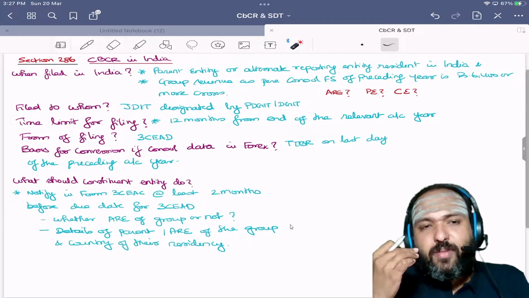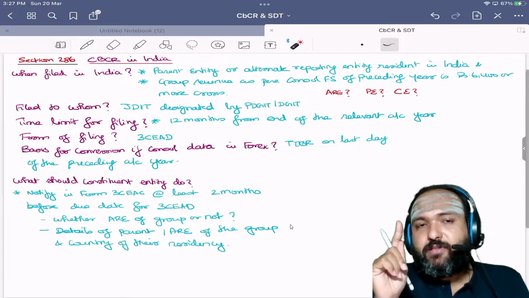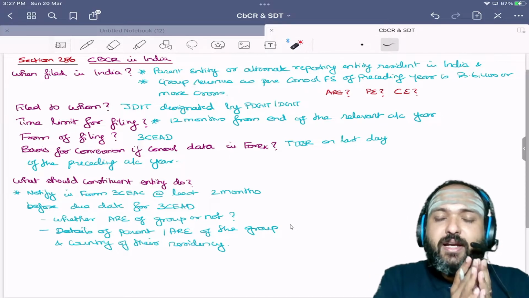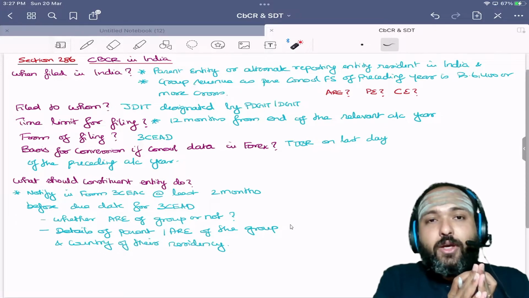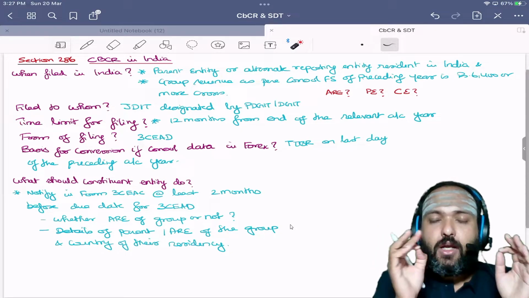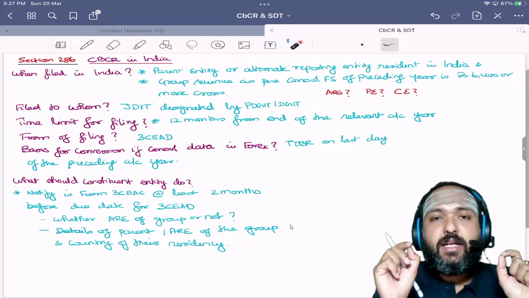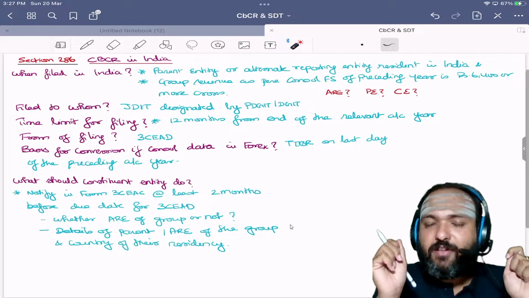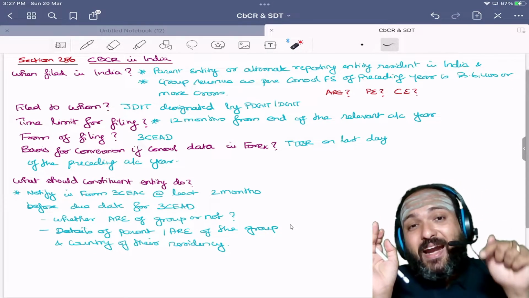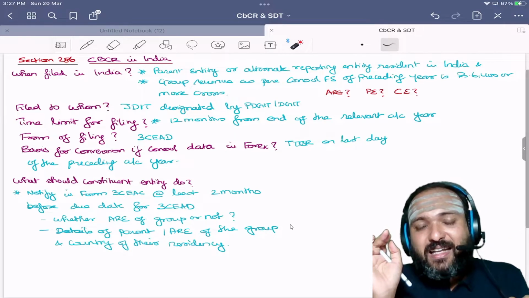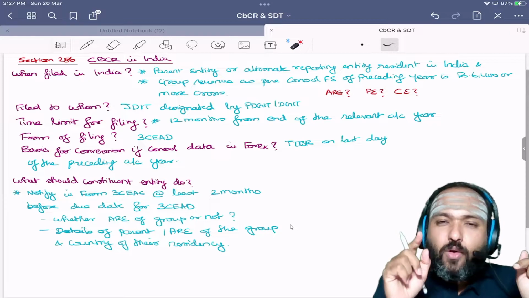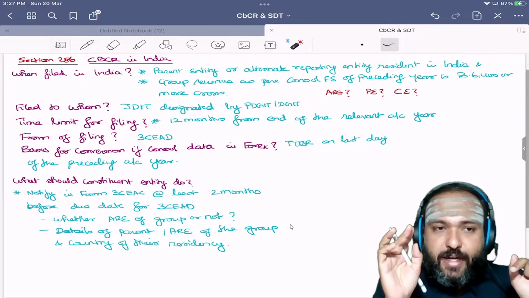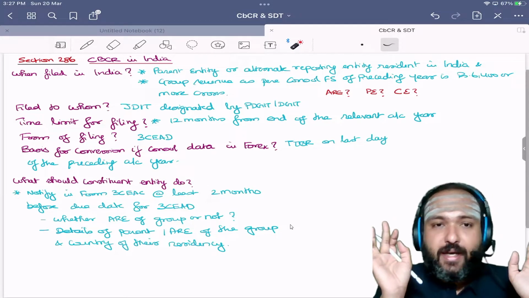So, when is it to be filed in India? First question will be, when will CBCR be filed in India? So, what did we understand? First of all, CBCR is to be filed by whom? The parent entity. Now, who is the parent entity? The entity who files consolidated financial statements. If the parent entity is in India and it files financial statements for the entire group, then only there is a responsibility to file CBCR in India.